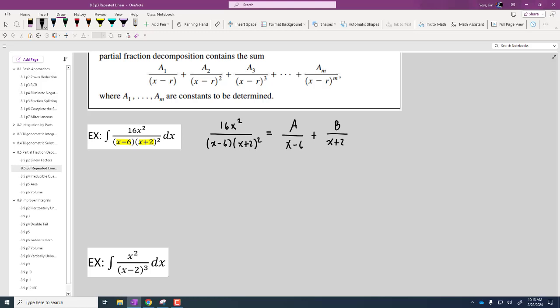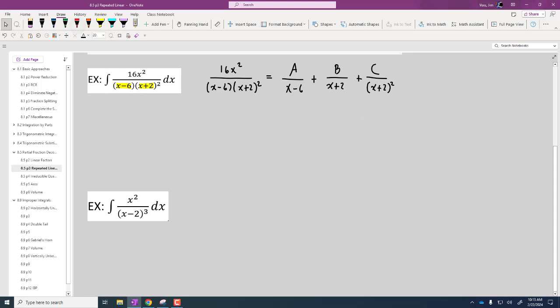But then we're going to have another partial fraction where that factor is squared. And if that was a cube on the x plus 2, we just have one more partial fraction where we have an x plus 2 cubed. So a partial fraction for each power of the repeated 0.